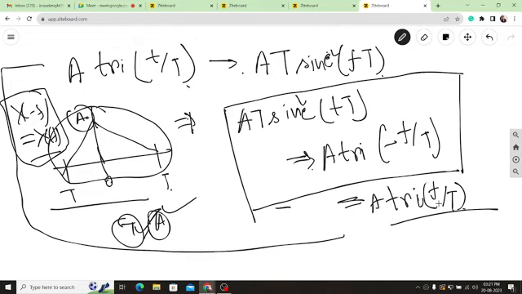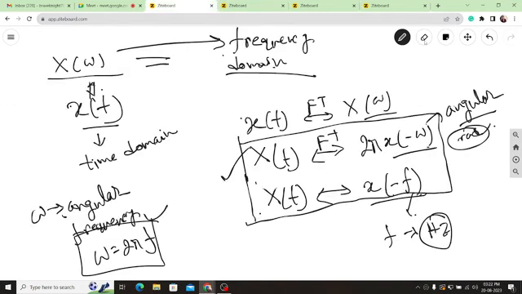So, these were the doubts of previous sessions. I think it is clear now. Okay.